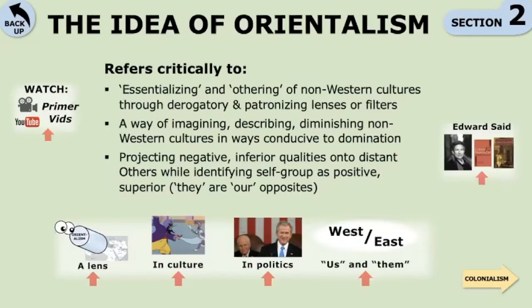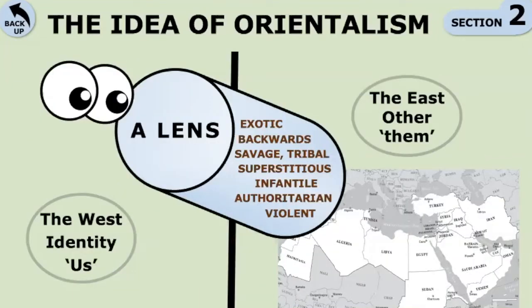Okay, so the idea of Orientalism refers critically to essentializing and othering of non-Western cultures through derogatory and patronizing lenses or filters. What do we mean by that? We can illustrate it by looking here. So here is the Western gaze looking down upon the region. It's not a direct experience, but a filtered representation, filtered through media, discourse, economic and political interests, sets of institutions that just so happen to benefit from distorting the picture by dehumanizing, even blaming the people on the other end, conveniently absolving Western powers of the crimes of their own imperial and colonial conquests.